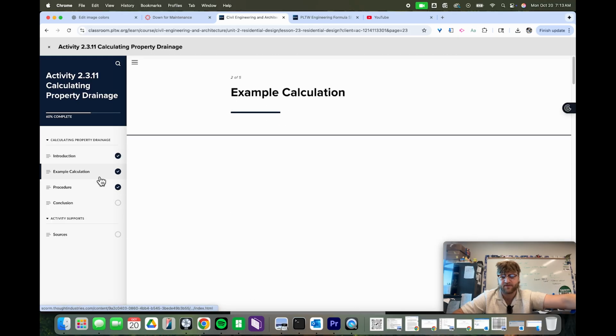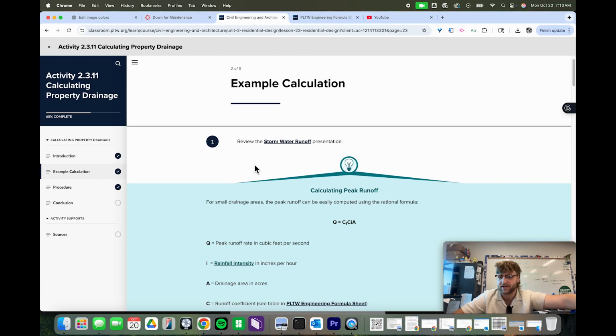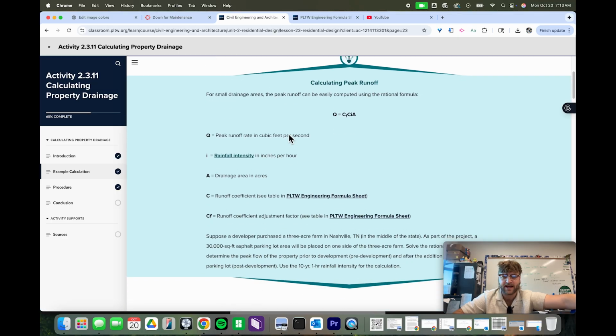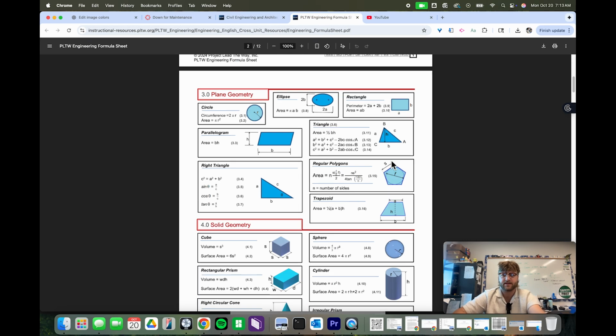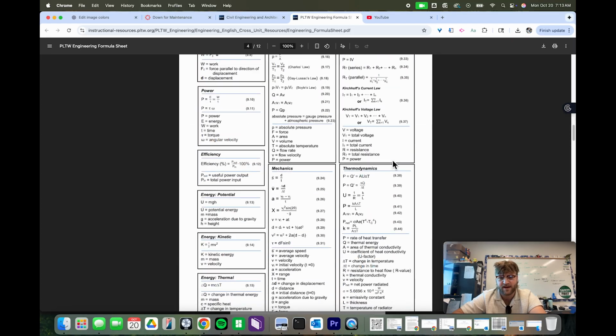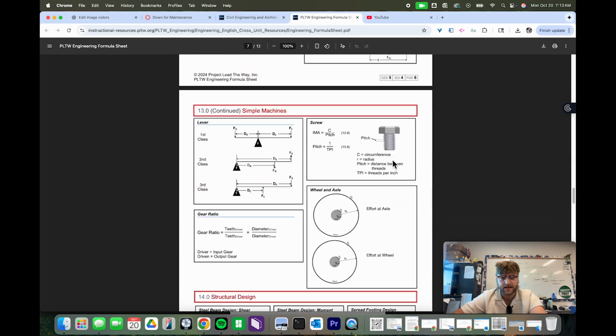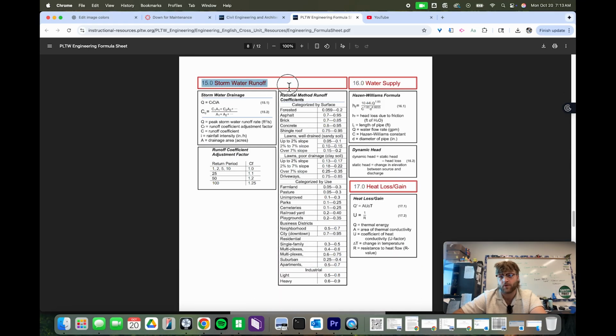But we're going to go ahead and first start off with this example calculation here. And so they tell us to review that. That's the notes we went through in class. And so they end up breaking down this equation here for us, which is the peak runoff rate equation. Now, on our engineering formula sheet, we can scroll down. We will find this equation in section 15, stormwater runoff.